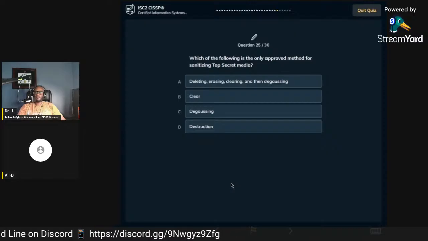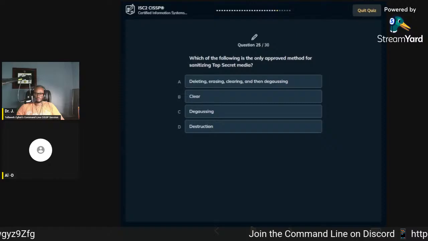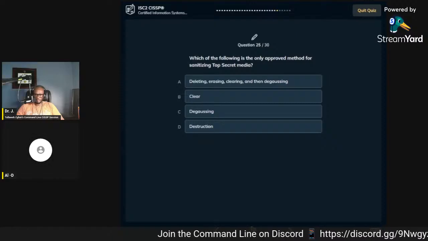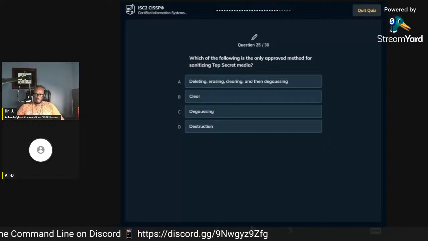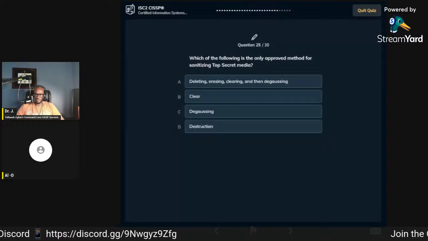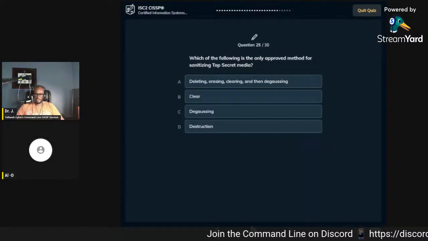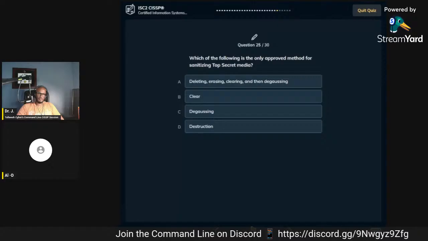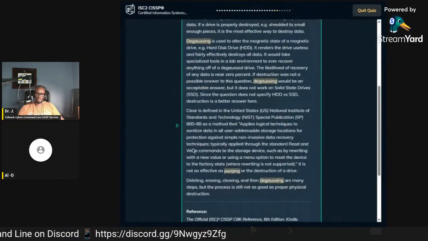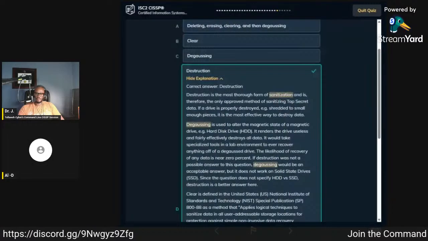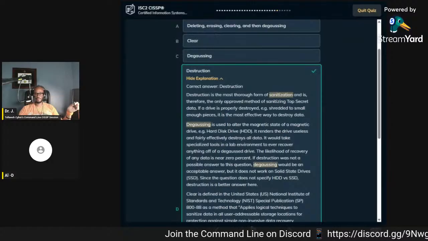All right. Which of the following is the only approved method for sanitizing top secret media? Deleting, erasing, clearing, and the like. Well, hold on. The only approved. Wouldn't there be destruction? I would say destruction. You want to get rid of everything. Top secret, yeah. You want to destroy it. Destruction is the most thorough form of sanitization and is therefore the only approved method for sanitizing top secret data.